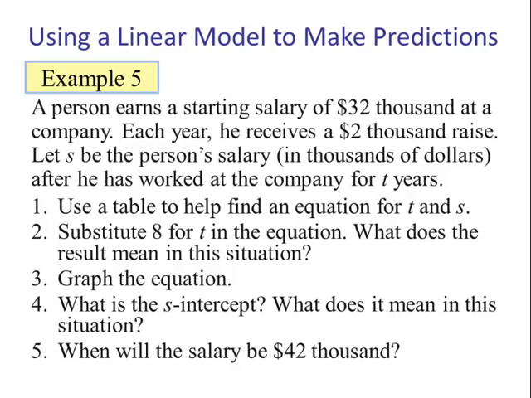So number 1, we'll use a table to help us find the equation for S and T. Number 2, we'll substitute 8 in for T in the equation. What does this mean in this situation? Number 3, we'll graph the equation. Number 4, we'll find the S-intercept and explain what it means in the situation. Number 5, we will use the equation to find out when the salary will be $42,000. Let's begin with number 1.